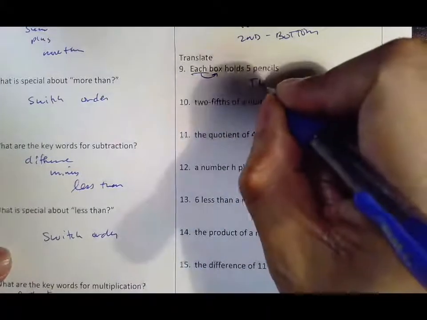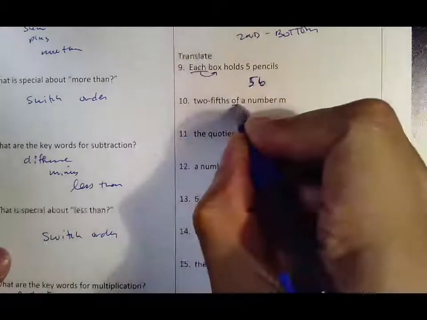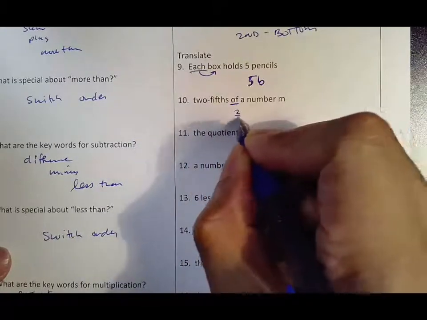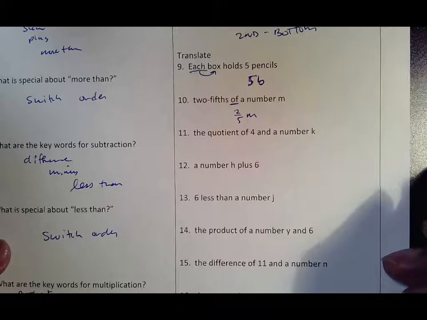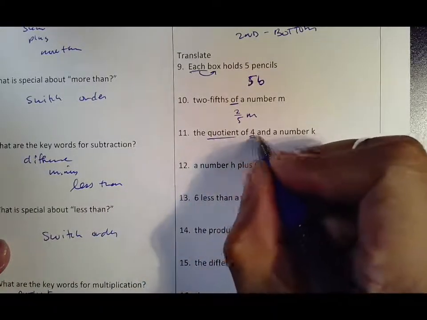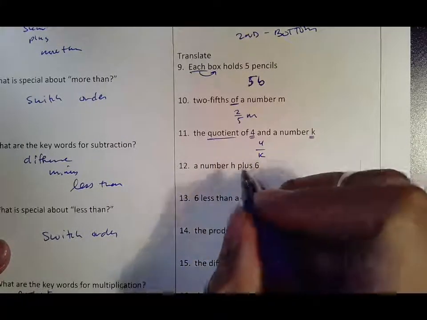But 5B is your first part because it's 5 pencils per box. Of, in this case, 2/5 of another number m. Once again, 2/5 is a fraction, so you put your 2/5 with your m right beside it. There we go. Quotient is a fraction. Whatever's first goes on top. Whatever's second goes on the bottom. That's simple.